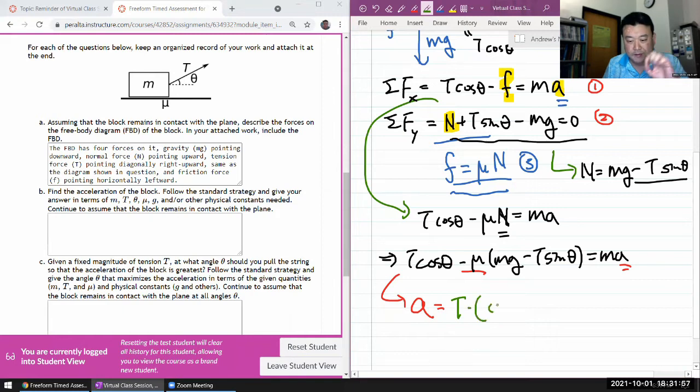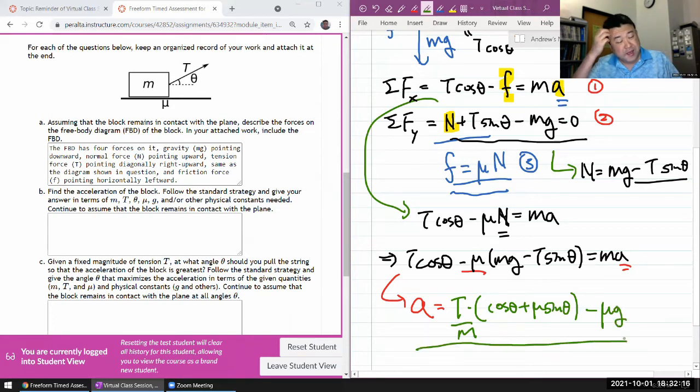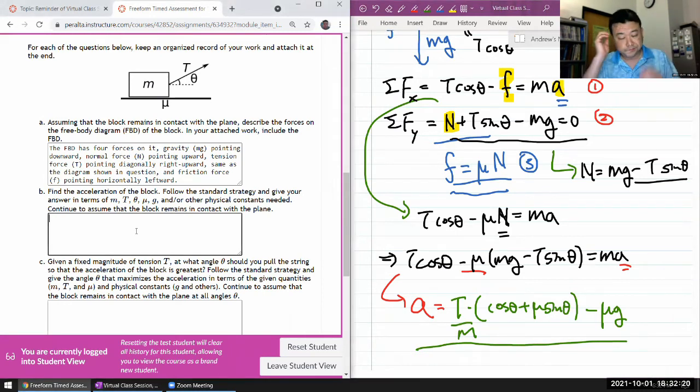I have T times cosine theta plus mu sine theta. That's one part, divided by M. And the second term, minus, and N cancels out, so I have mu times g. So this is one simplified version, as is typically the case when you have friction, the expression doesn't simplify well. That's usually the case. So a is equal to T divided by M times cosine theta plus mu sine theta, minus mu times g.